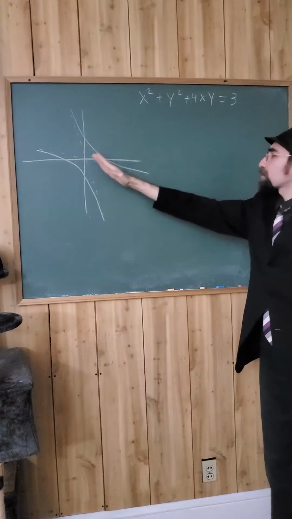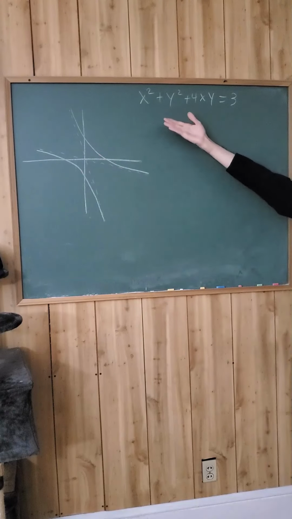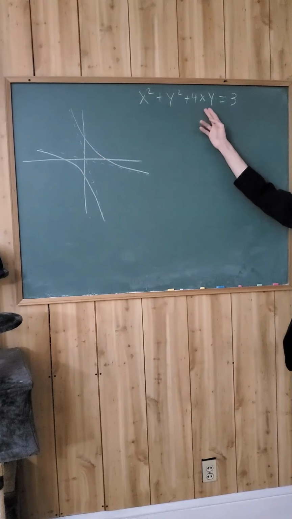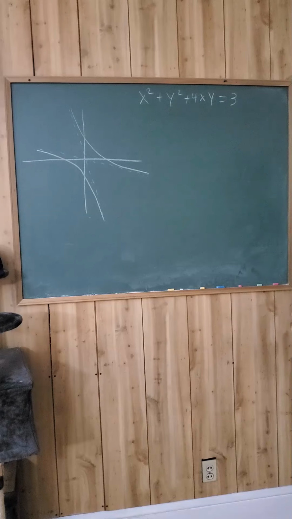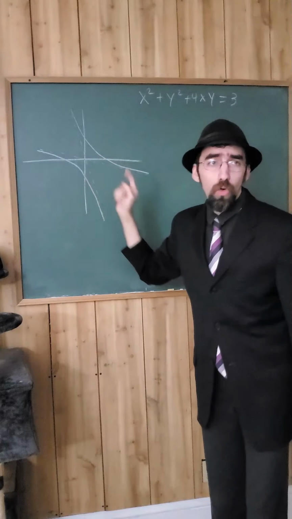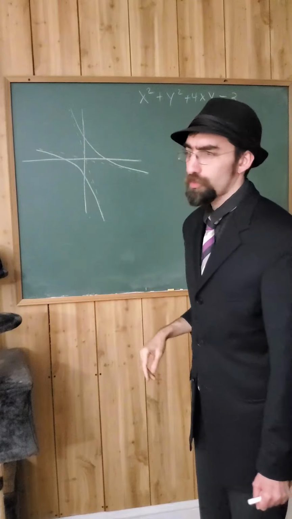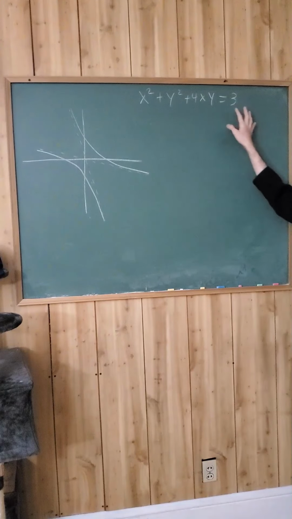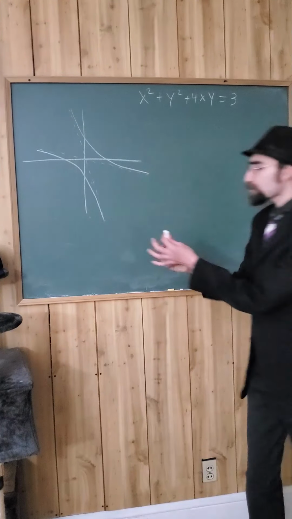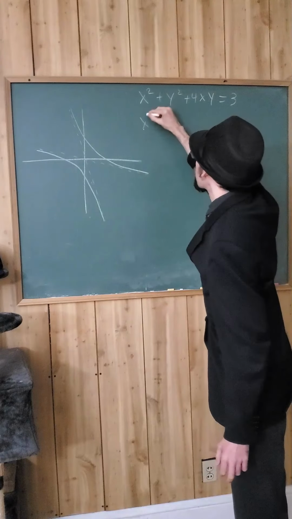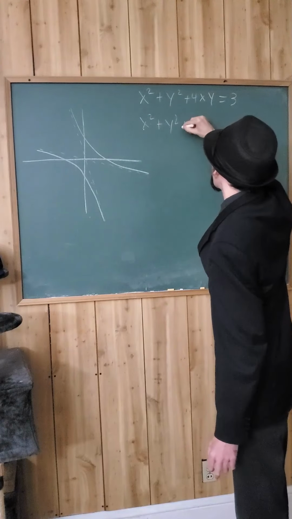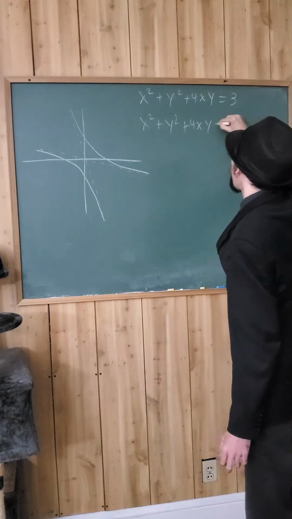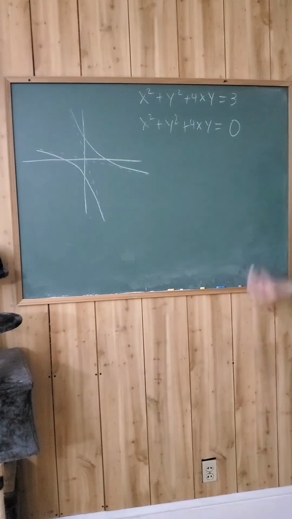See, this hyperbola itself corresponds to the equation x squared plus y squared plus 4xy equals 3. The asymptotes are not quite the hyperbola itself. They are not x squared plus y squared plus 4xy equals 3. These asymptotes correspond to x squared plus y squared plus 4xy equals 0, right?